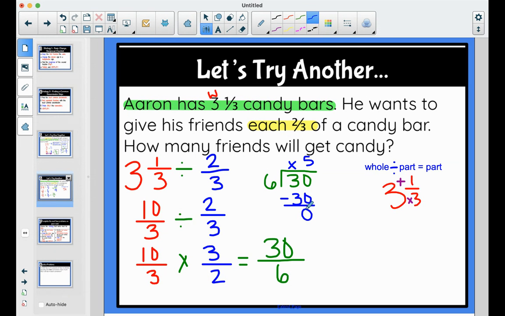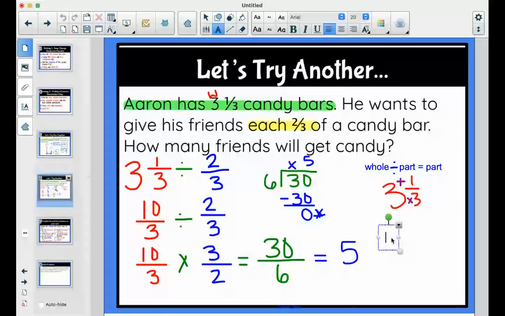So since I got 0 as my remainder, that means my answer is just a whole number, which is 5. It's not a mixed number because we don't have a remainder. We don't have any extra pieces, so it's just 5. And I have to write my answer in conjunction with the question. So it says how many friends will get candy? 5 friends will get candy. And then that will be your final answer.